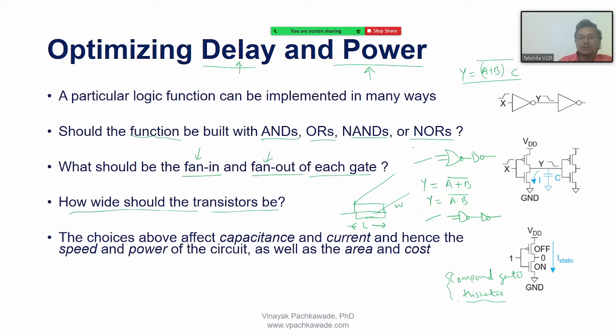So all these choices above, whether to use compound gates, tri-states, whether to implement the logic using NAND or NOR or AND and OR, what is the transistor width, etc. All these choices will affect two factors. First is capacitance, and the current in the circuit. Because if we use a wider transistor, will the capacitance of that transistor increase or decrease?